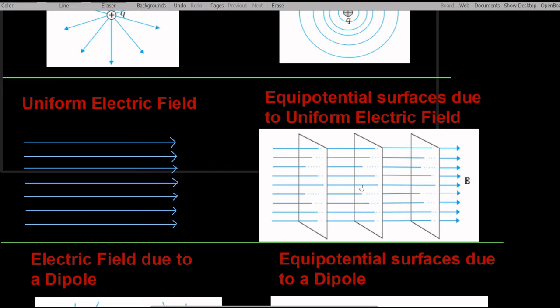As the field increases, equipotential surfaces come closer. As the field decreases, equipotential surfaces will be far apart. For the uniform electric field, equipotential surfaces are equidistant and perpendicular to the field lines. These are the plane surfaces. These are the equipotential surfaces for the electric field represented here.